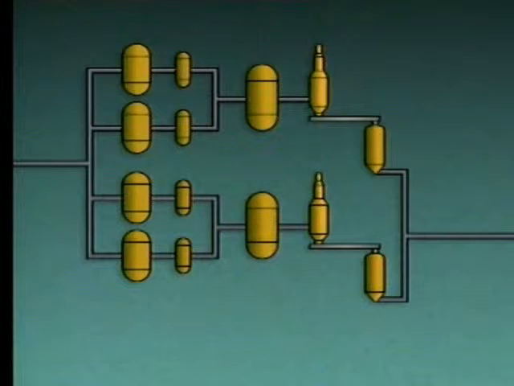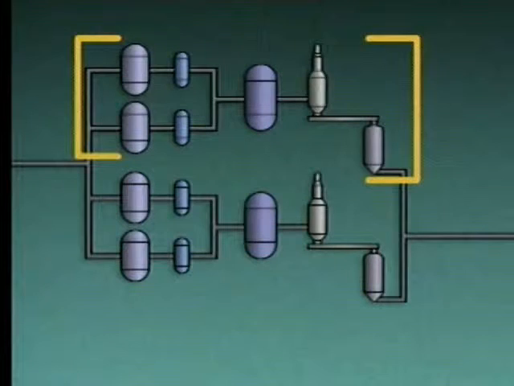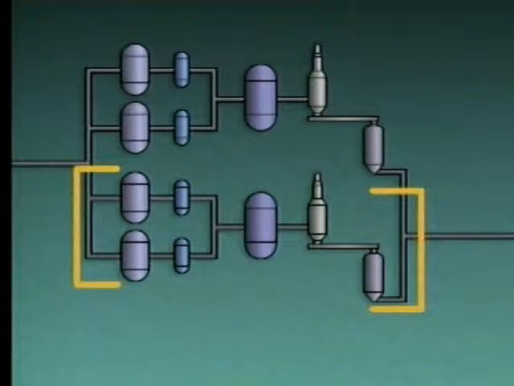The equipment in each train is the same, and both trains process the same feed material. The problem is that the quality of the final product is off-spec. Since the product leaving one train is on-spec, the product leaving the other train must be off-spec. Bracketing has narrowed down the location of the problem to a single train.